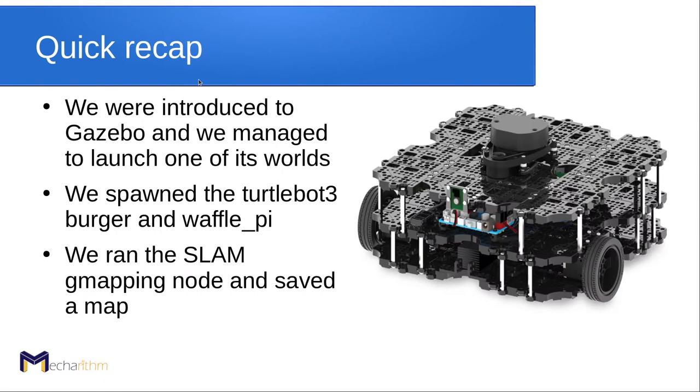A quick recap on what we did so far. We were introduced to Gazebo and we managed to launch one of its worlds, actually multiple of its worlds, and we spawned a total of about 3 burger and waffle pie robots into the simulation. And we also ran the SLAM gmapping node and we started to navigate through the environment and started to build our map, and then finally we saved that map.